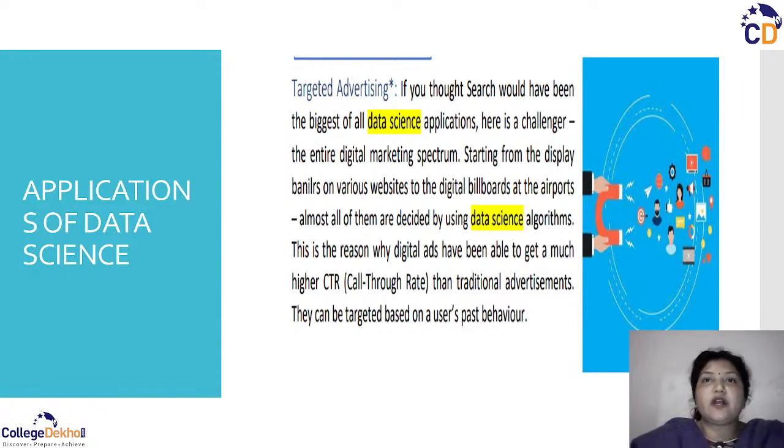Suppose I searched for a product yesterday on Amazon related to woolen clothes. Now today, whenever I search on the net, I am getting advertisements or offers on woolen clothes. So my past behavior is understood and learned by the machine, and then accordingly it is suggesting the desired products to me, right? So again, this is one of the applications of data science.